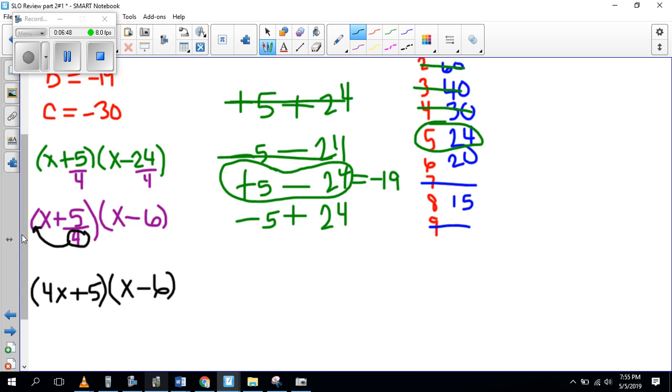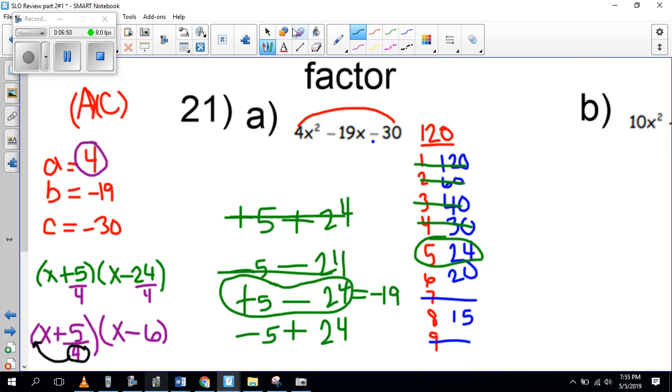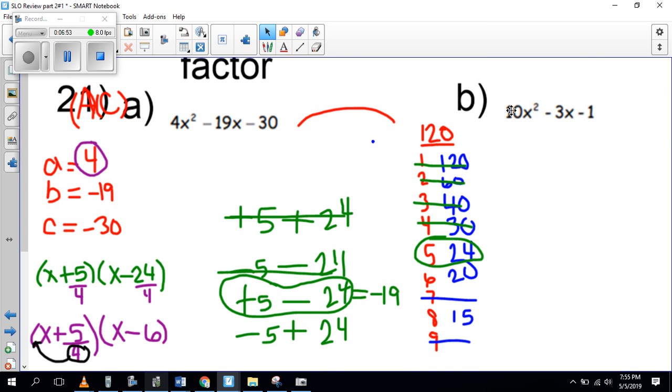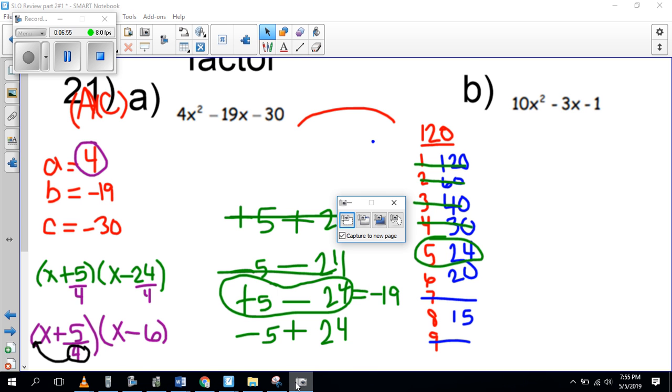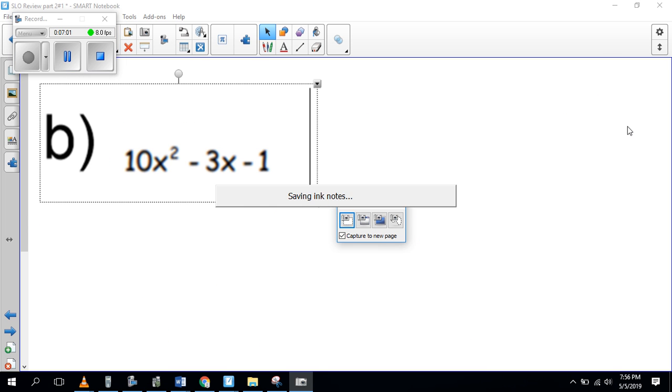Okay, let me try the next one with y'all, just to give us some more practice. So I'm going to put this on a different page. So this is letter B, and then y'all work letter C and D.